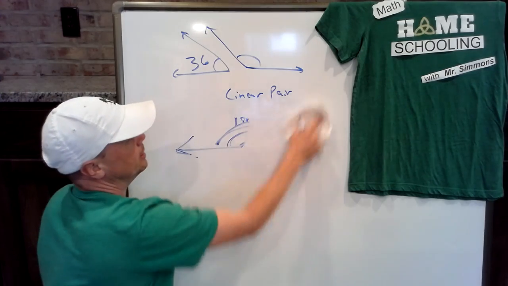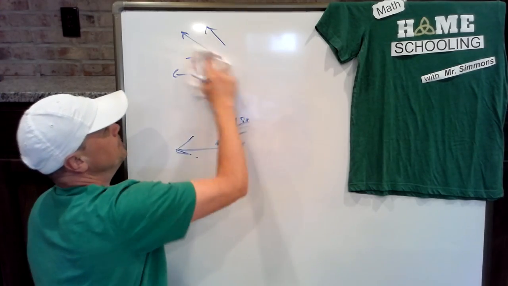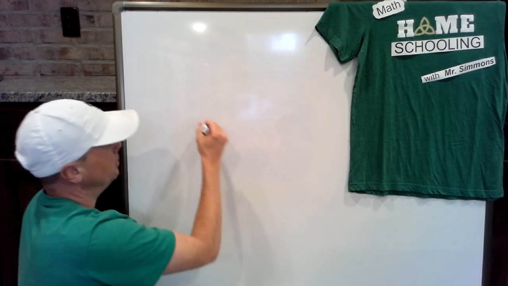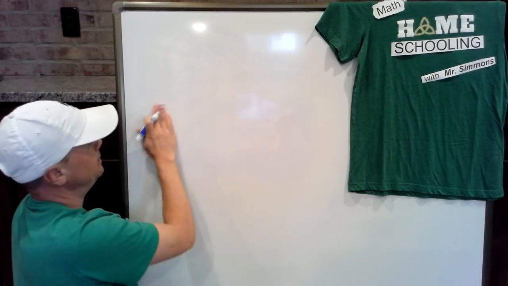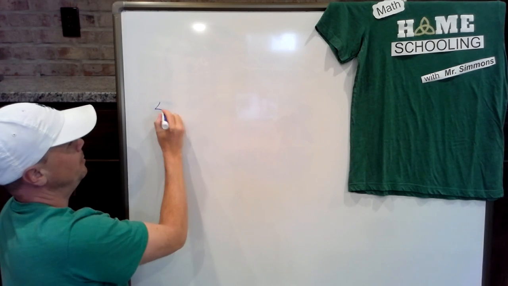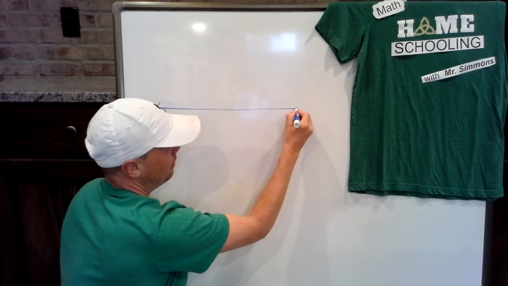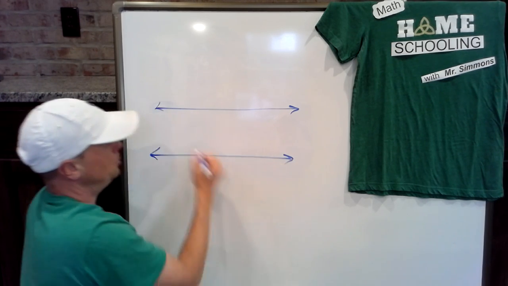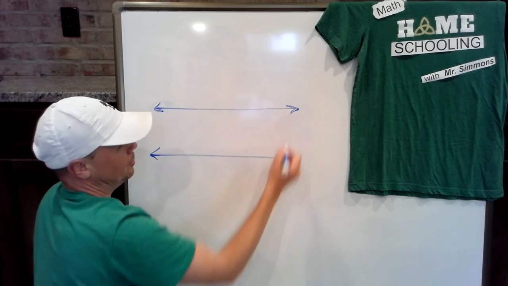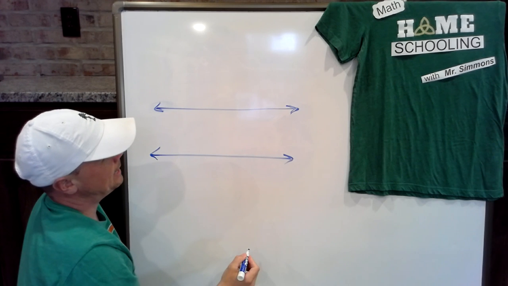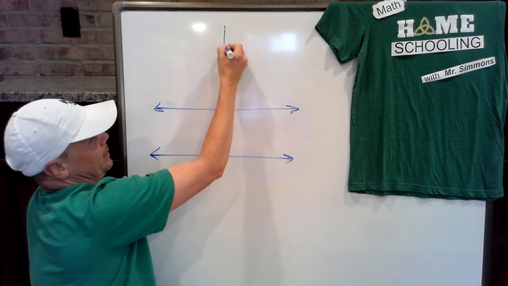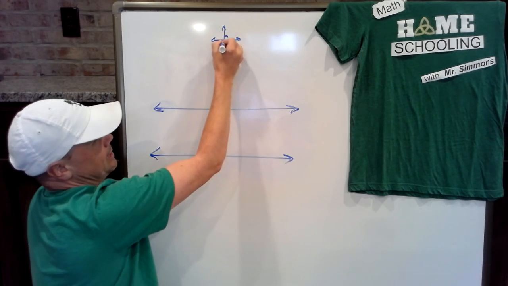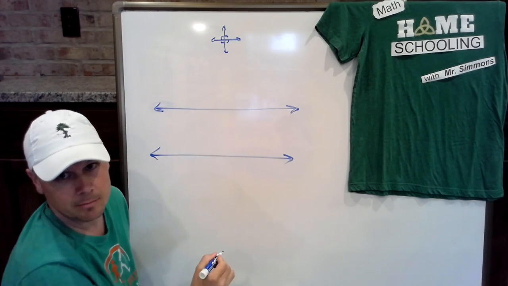Next up, things to know and be ready for would be vertical angles. Vertical angles can be found in all sorts of things. I'm going to give you a little inside scoop here, a little bit above and beyond. I'm going to draw two parallel lines. We know these are parallel lines, and we know perpendicular means like this. Perpendicular is 90 degrees, 90 degrees, 90 degrees, 90 degrees.